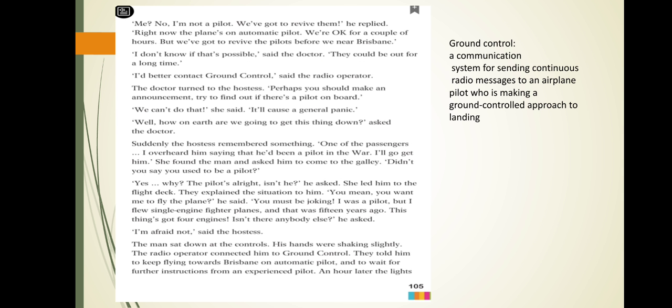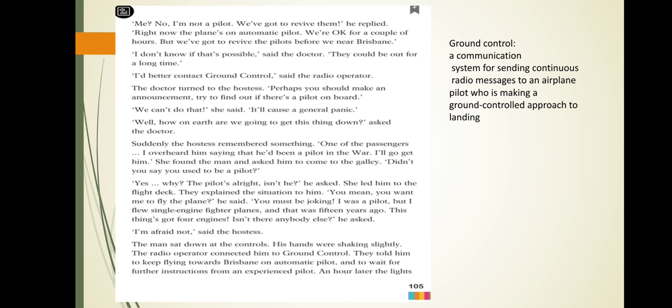So, it was a difficult situation. And he asked if there is another pilot on board. I'm afraid not, said the hostess.